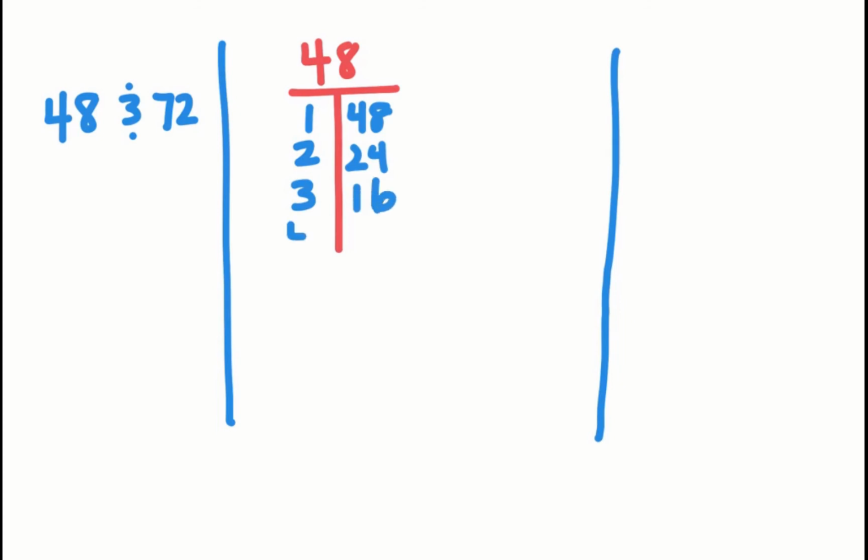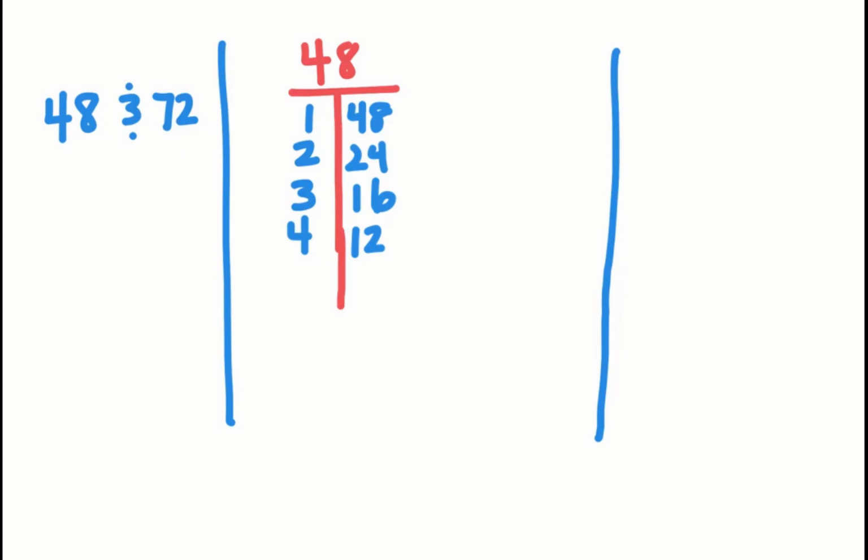Anything times 4? If you're not sure, go 48 divided by 4 in your calculator. Yes, 4 times 12, so 4 and 12 are factors. Anything times 5? Nope, this doesn't end in a 0 or a 5. I can see that right away. I don't even need to take time typing it in my calculator.